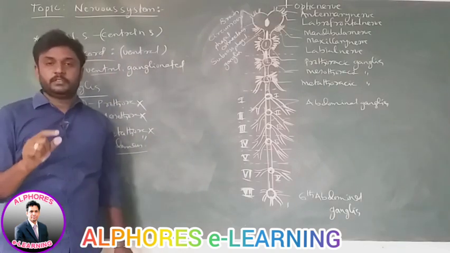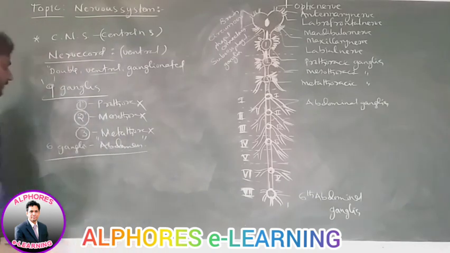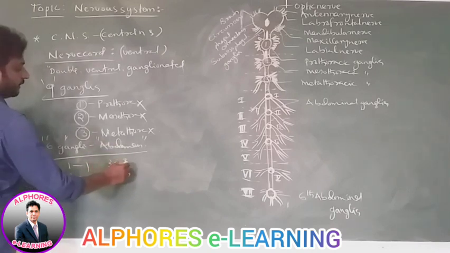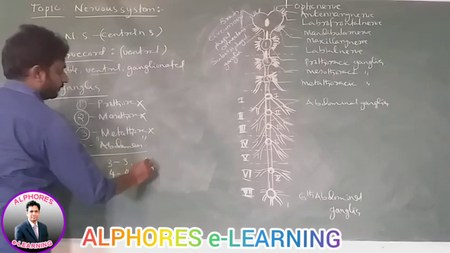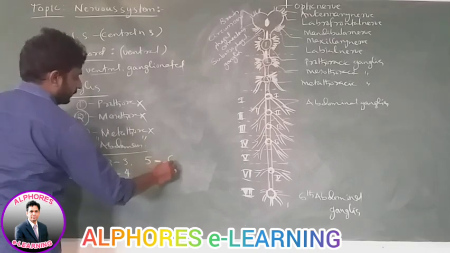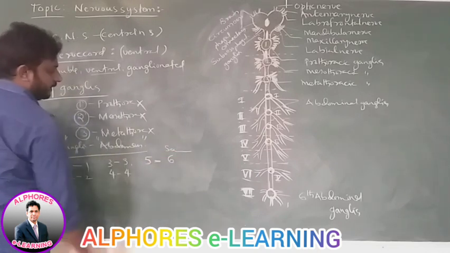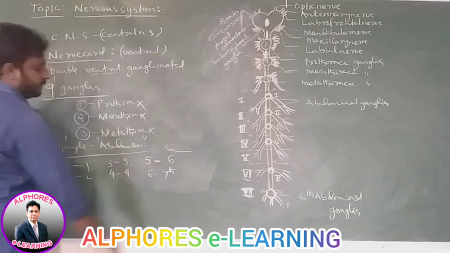So here the fifth segment is without any ganglia. How many abdominal ganglia are present? 6 abdominal ganglia are present. The first ganglia is present in the first segment, the second in the second segment, the third in the third segment, the fourth in the fourth segment, but the fifth ganglia is not present in the fifth segment, it is present in the sixth segment. Then the sixth ganglia is present in the seventh segment.